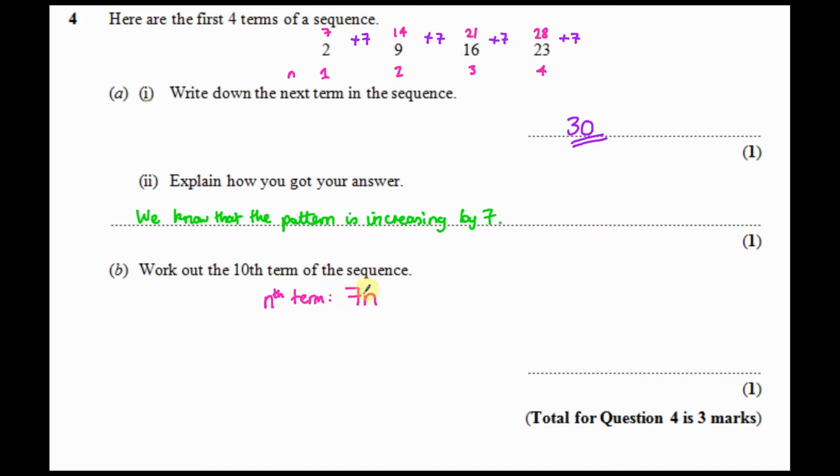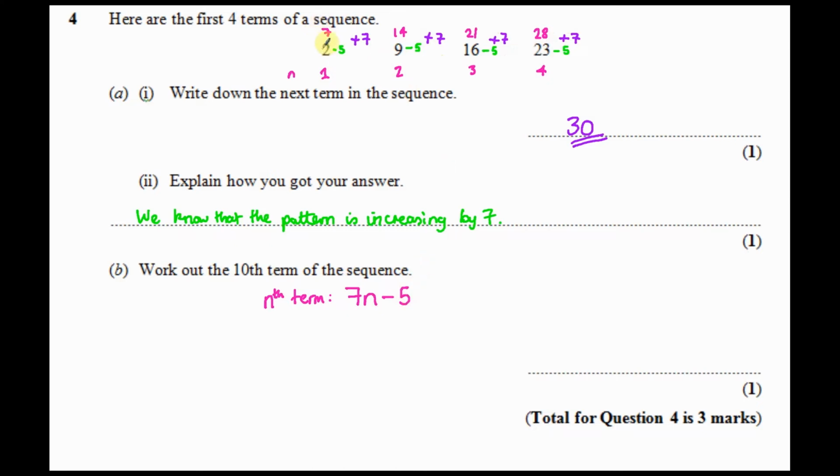So it can't just be 7n, because if it was just 7n, these would be the terms in the sequence. So what's happening to go from here to this number? You need to subtract 5, don't you? And from here, you also see it's subtracting 5 every time. 28 take away 5 gives us the 23. So that means our nth term will be 7n minus 5.